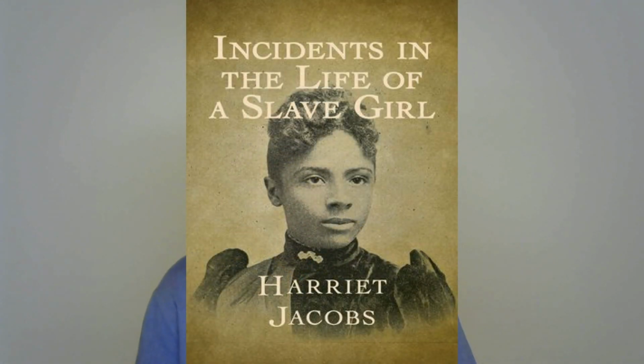This is Jason Williams, and tonight we're going to begin the book Incidents in the Life of a Slave Girl by Linda Brent, which was actually written by Harriet Jacobs. Linda Brent is the pen name she published it under. And this book was first published in 1861 under the name Linda Brent.